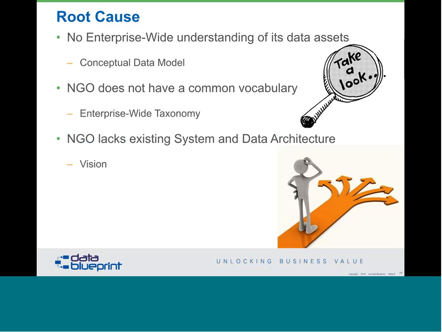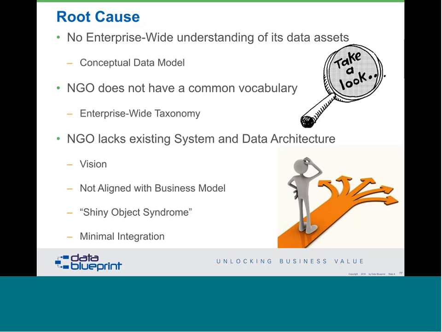And last, they didn't have a system or data architecture. They lacked a vision. There was no alignment to any business model they had. And really, they had something called shiny object syndrome. Now, what is shiny object syndrome? Essentially, you focus on a tool without focusing on the root issue. And lastly, they had minimal integration because they really just picked tools out of nowhere. What they did was they would try to integrate tool A to tool B, and realize that nothing was compatible.